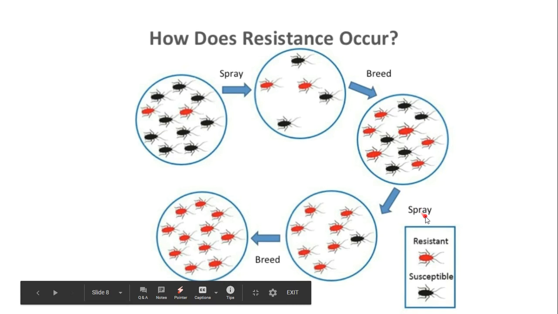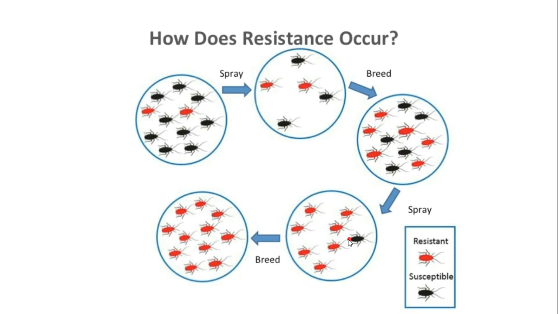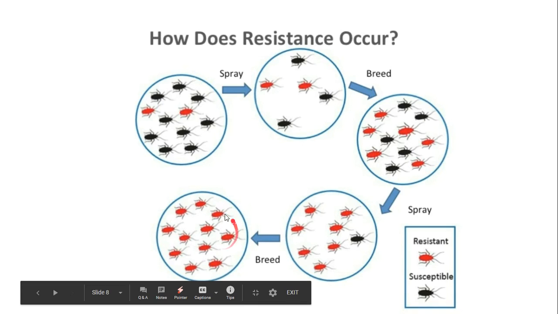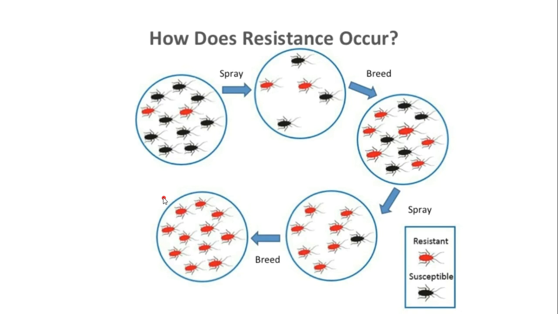So it's time to spray again because I noticed a bug in my house. And I did not kill as many as before. It seems that most, if not all, of the resistant bugs survived. And again, even one of the susceptible bugs happened to make it through the spray. They're going to reproduce again. And now here in this third generation, 100% of my bug population is now resistant to that pesticide.